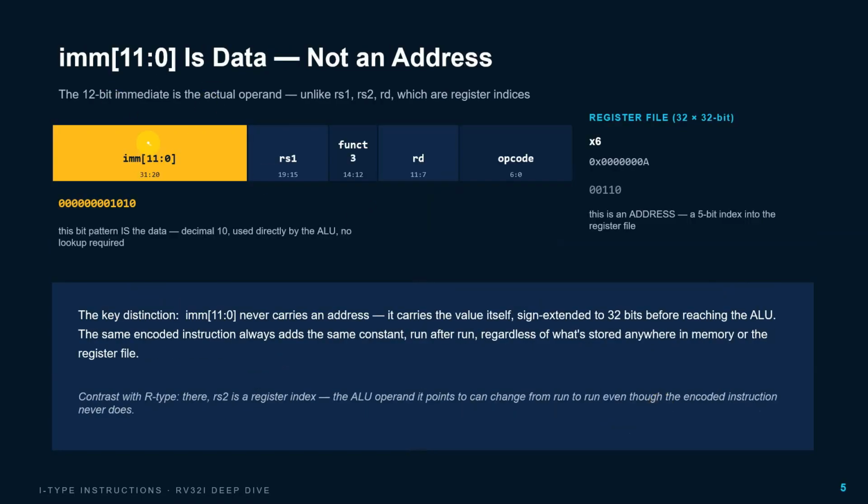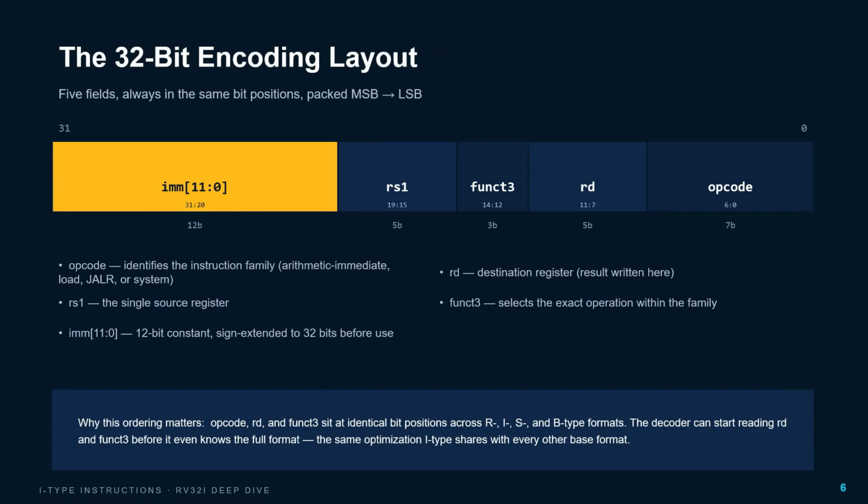Immediate 11 down to 0, as I've said, is not an address, it's the actual value which I'm going to use. A 12-bit immediate is the actual operand, and unlike RS1, RS2 and RD, which are register indexes, my immediate value is the actual data which I'm going to have in the instruction itself. So this immediate value never carries an address, it carries the value itself, and it is sign extended to 32 bits before reaching the ALU, and the same encoded instruction always adds the same constant run after run. Okay, now this is about my immediate value.